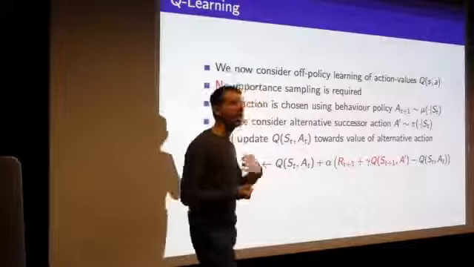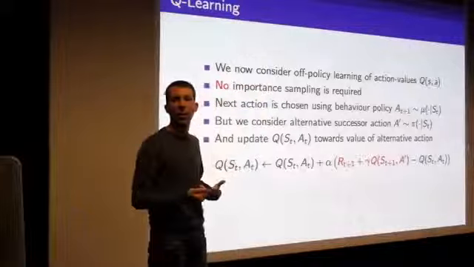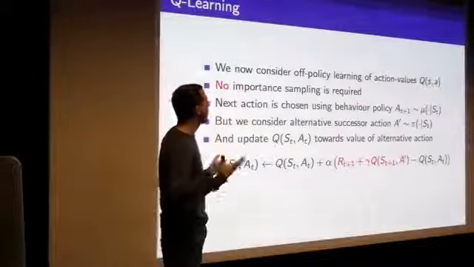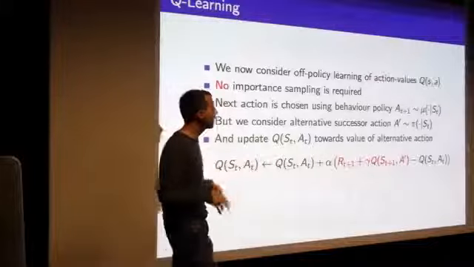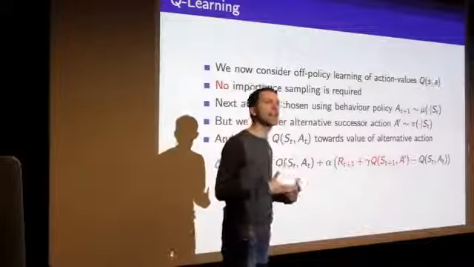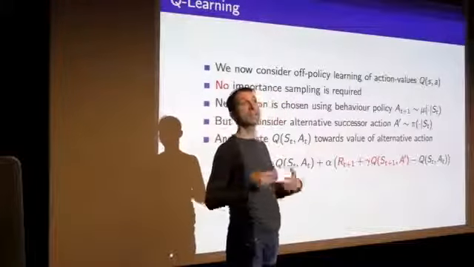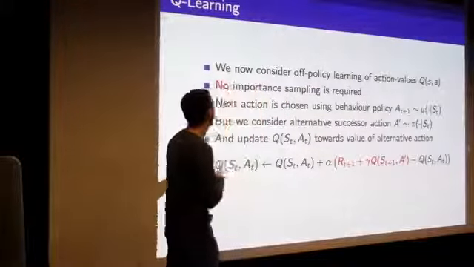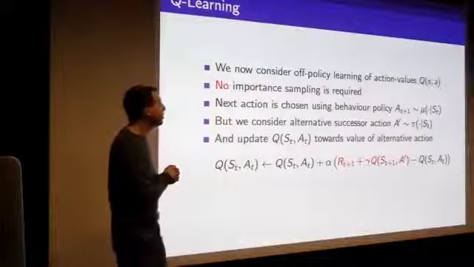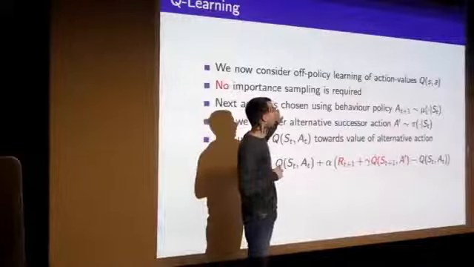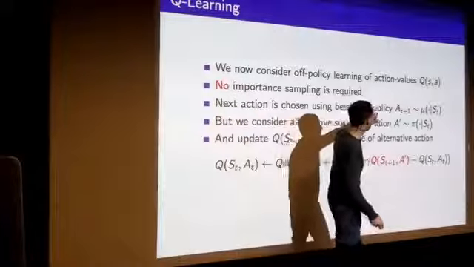This is specific to TD0 now, to SARSA 0, for example. And what we're going to do is consider a specific case where we're going to make use of our Q values. We're going to make use of the action values to help us do off-policy learning in a particularly efficient way that doesn't require importance sampling. And so the idea is very simple. The idea is we're going to select our next action using our behavior policy.